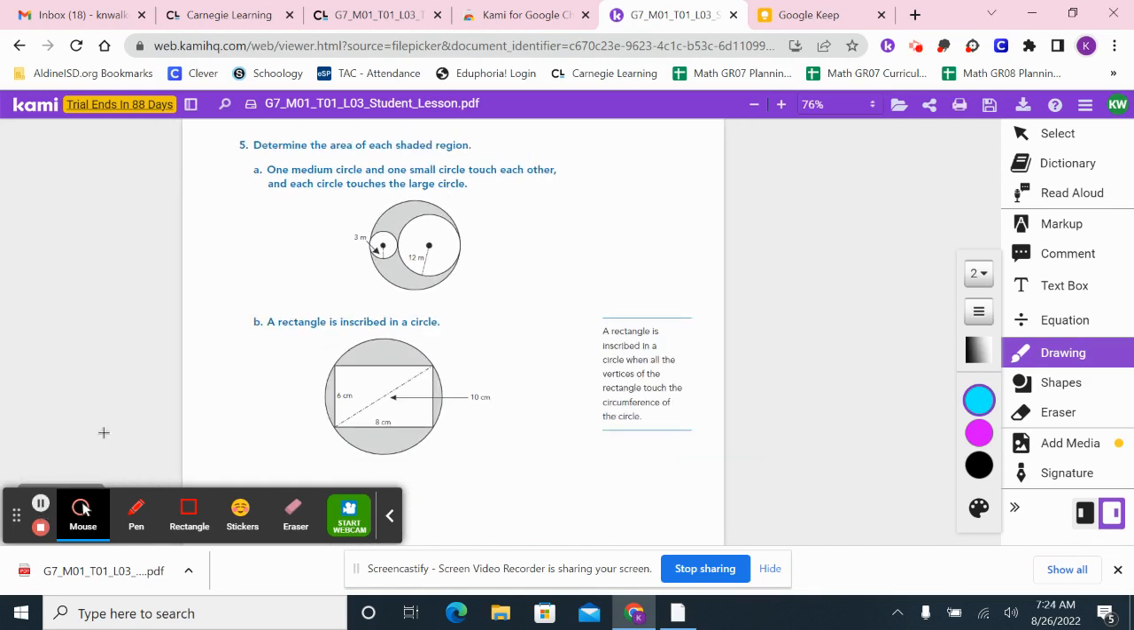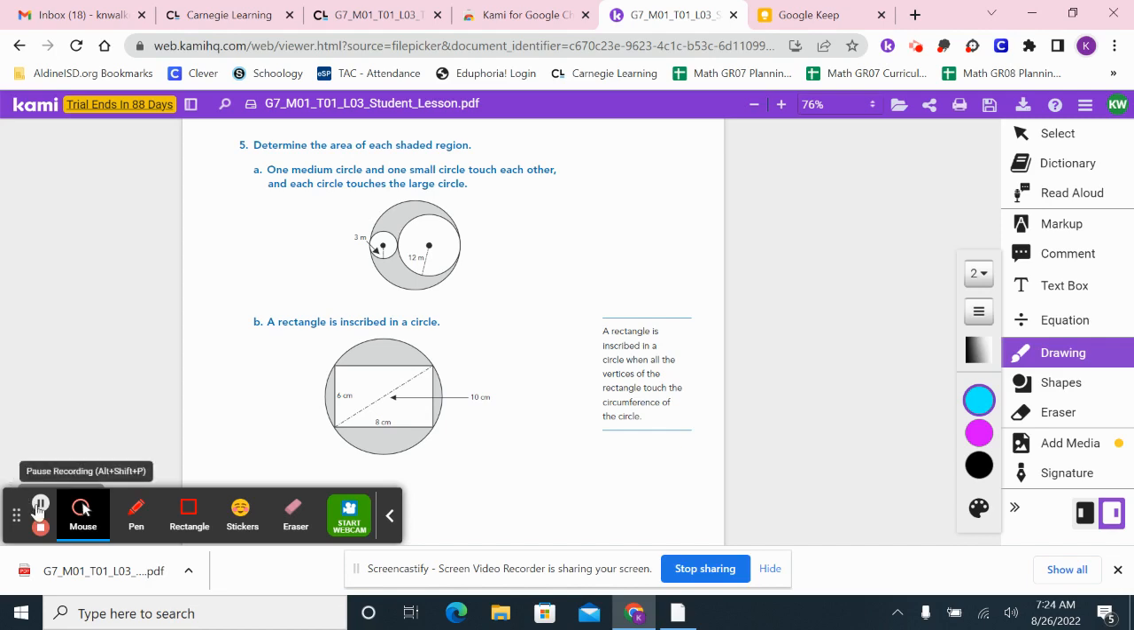Now, question 5 is 2 parts, an A and a B. I'm going to read both, but using what you just learned and also what you've been learning about circles and area and the radius and the diameter, put all of that learning together and you're going to solve on your own. So number 5 says, determine the area of each shaded region. A, one medium circle and one small circle touch each other and each circle touches the large circle. So you're figuring out the area of the shaded region. Part B says a rectangle is inscribed in the circle. So again, figure out the area of that shaded region.